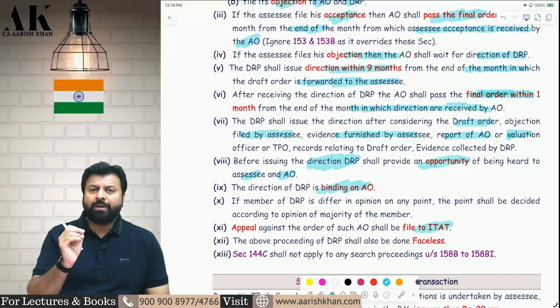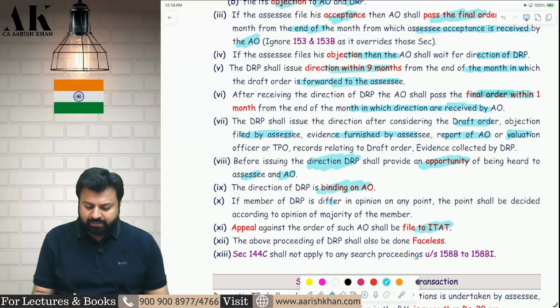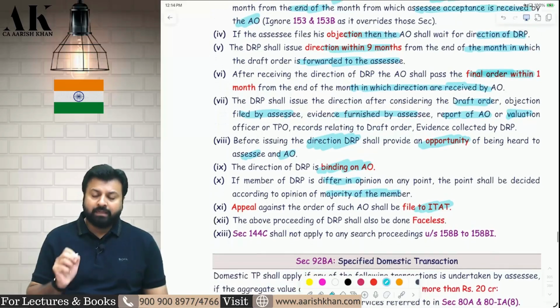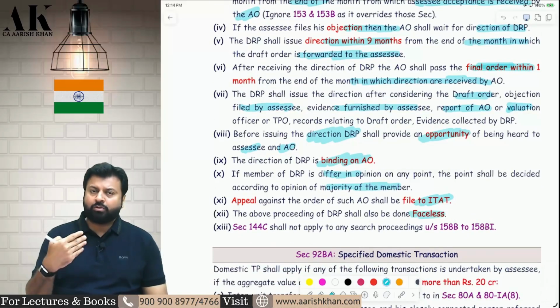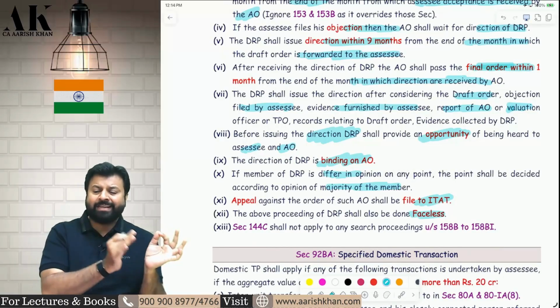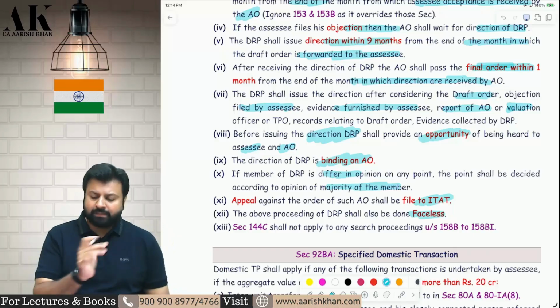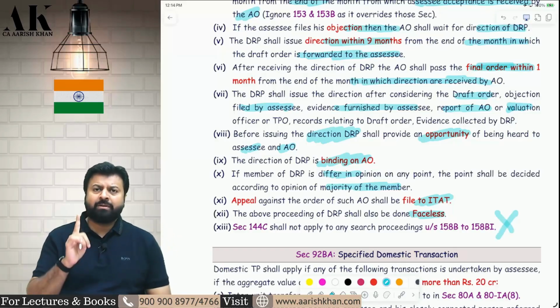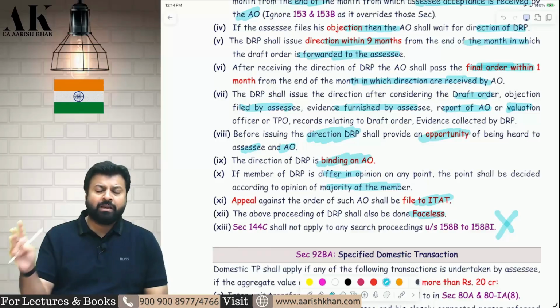In DRP, how many people are there? 3 commissioners are there. If there is a difference in opinion, obviously the decision will be taken based on the majority of them. This proceeding is also now faceless. It is done through video conferencing. Plus one important thing, which is an interlinking with the search and seizure assessment: for search and seizure assessment, the DRP option is not available. So the DRP option is available for regular assessment, best judgment assessment, and income escaping assessment. It is not available for search and seizure.